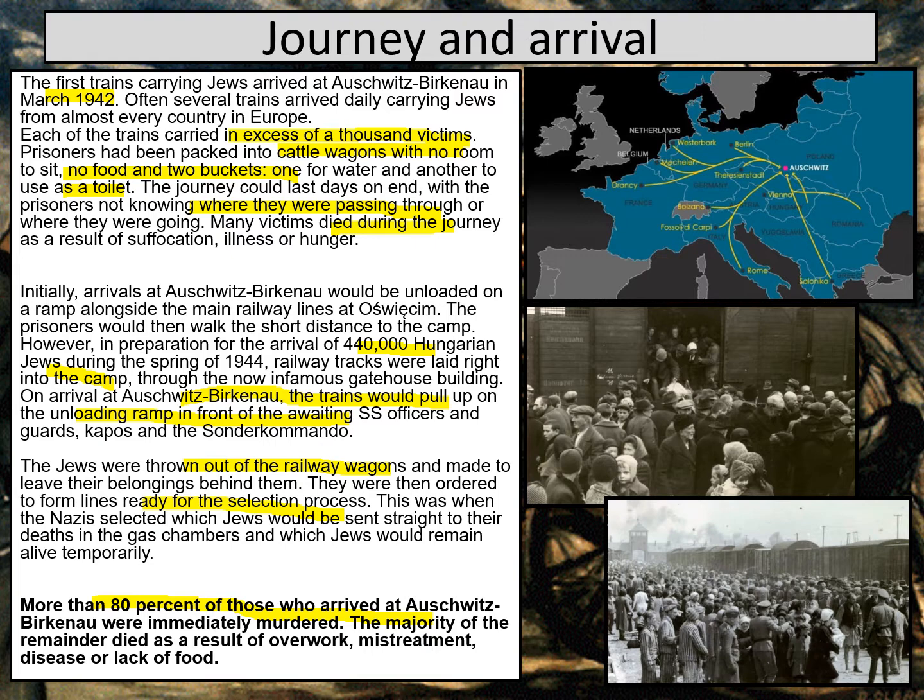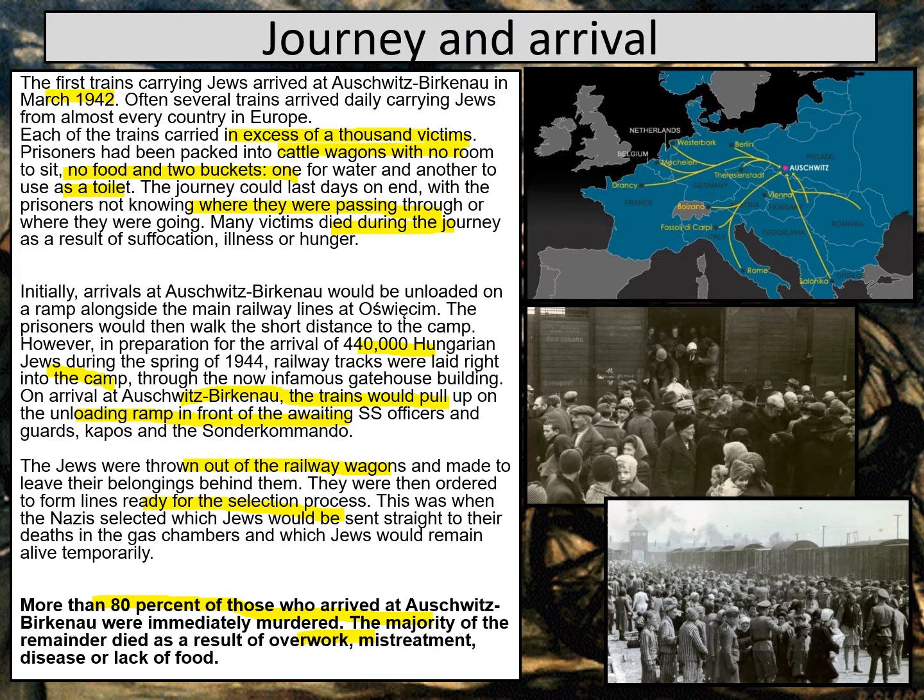And the majority of the remainder died as a result of overwork, mistreatment, disease, or lack of food. We'll talk about some individual experiences afterwards, but you might even remember from the first Holocaust lesson the experience of that young boy, Arik Hirsch, who was only about 14 when he went to Auschwitz, and he described the horror of living. So even the people that we see as being the lucky ones that have managed to survive this horrendous ordeal are obviously shaped and scarred by it for the rest of their lives.